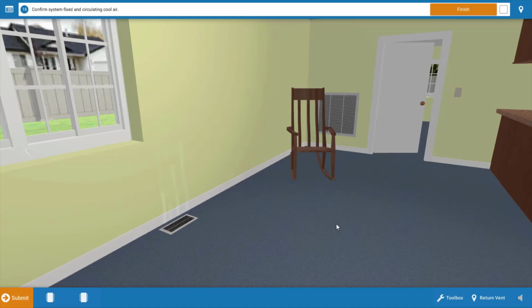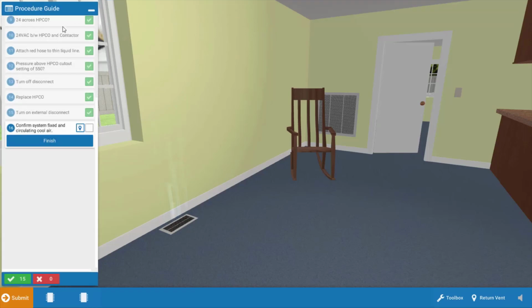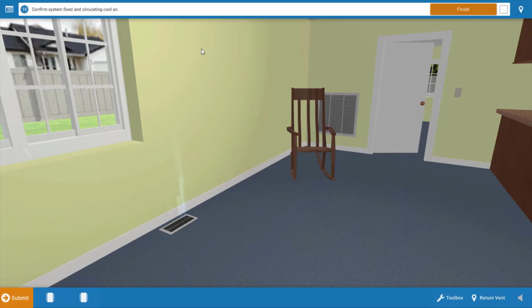Now, any of these steps that you'd like to review, you can just click on this top left icon, and each of the steps that we just took in this approach can be reviewed. I hope this clears up any confusion. Good luck on your future service calls, and I'll see you back here soon.